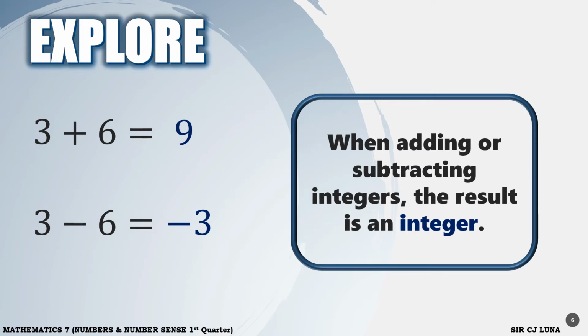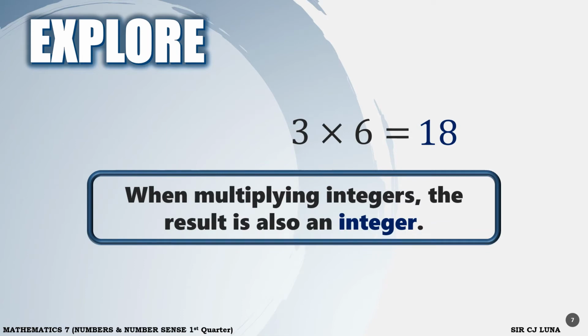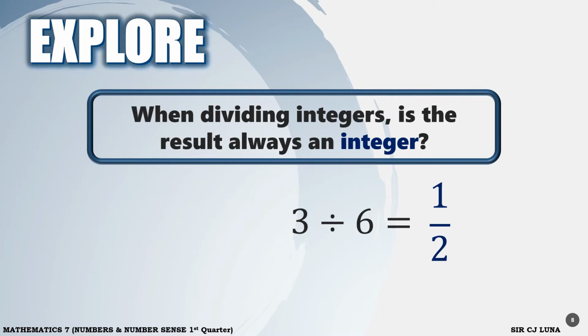So when we add 3 and 6, the sum is 9. When we subtract 3 and 6, the answer is negative 3. So when we are adding or subtracting integers, the result is also an integer. And then we multiply 3 times 6, and we got 18. When multiplying integers, the result is also an integer. 3 divided by 6 is equal to 1/2. When dividing integers, is the result always an integer? Is 1/2 an integer? Of course, it's not.